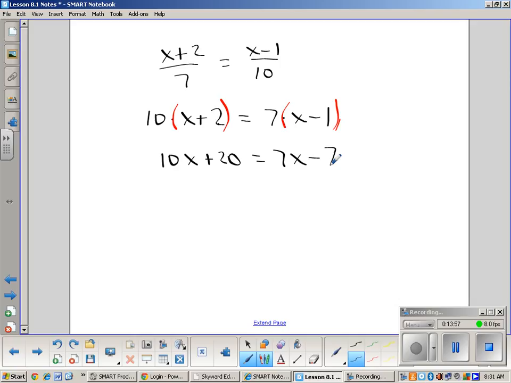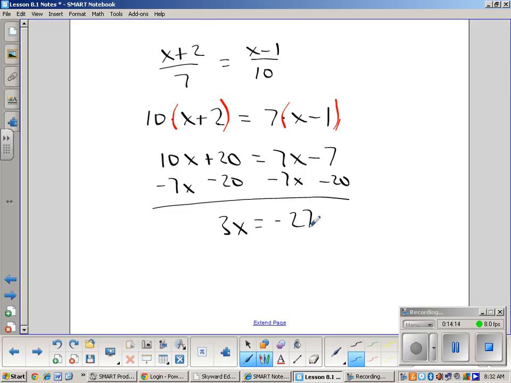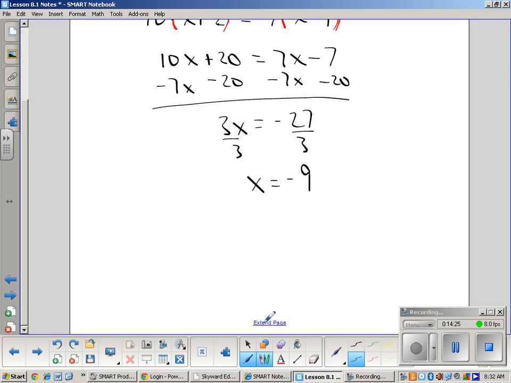Okay, and so if I subtract 7x from both sides, I'm going to subtract 20 from both sides. Oh, and it didn't work out to be an awful answer after all. So it's 3x equals negative 27. You agree with that? Divide by 3. x equals negative 9. Okay? x is equal to negative 9.